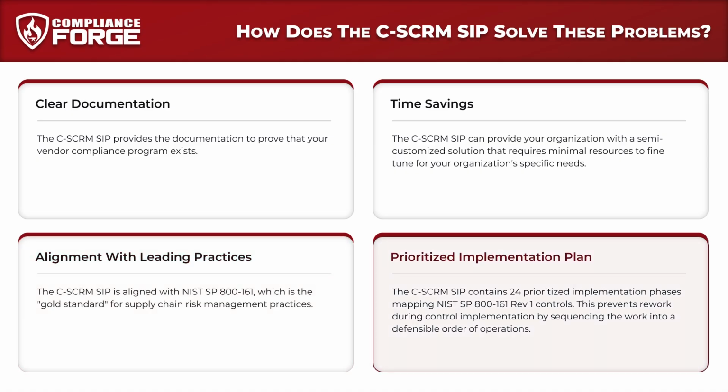And the fourth is a prioritized implementation plan. The C-SCRM SIP contains 24 prioritized implementation phases, mapping NIST 800-161 Revision 1 controls. This prevents rework during control implementation by sequencing the work into a defensible order of operations.